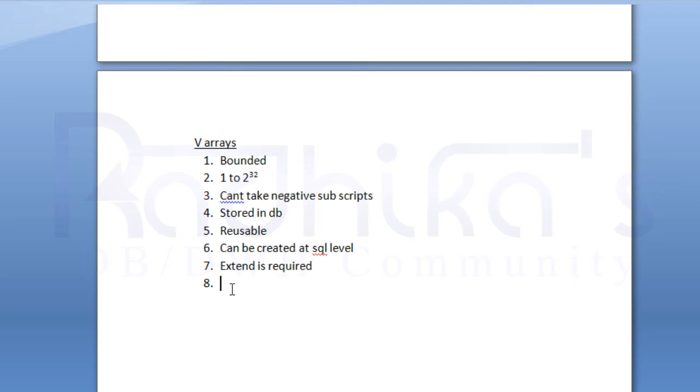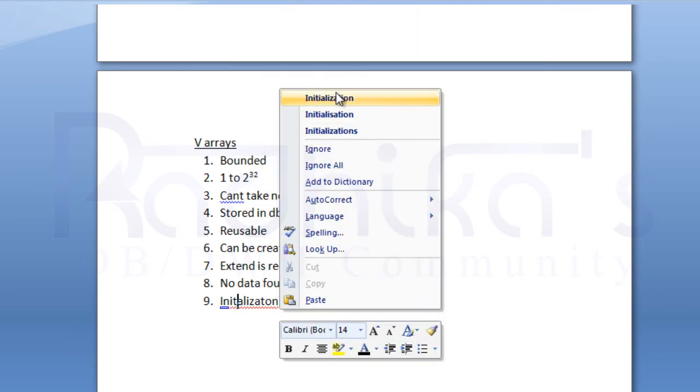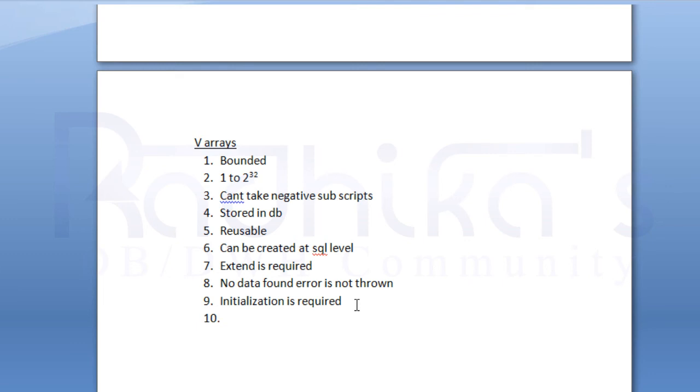Then obviously it doesn't throw the no data found error. Okay, and the ninth point is initialization is required. Okay, and it is always dense in nature. So that is the 10th point. And what else? Yeah, so that's it about the V arrays.